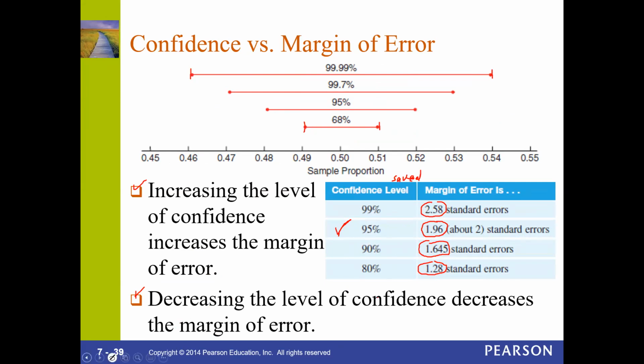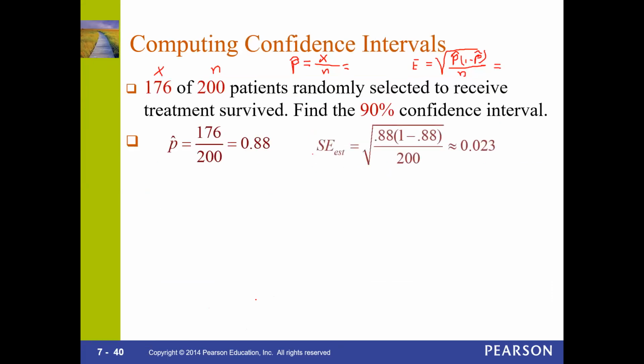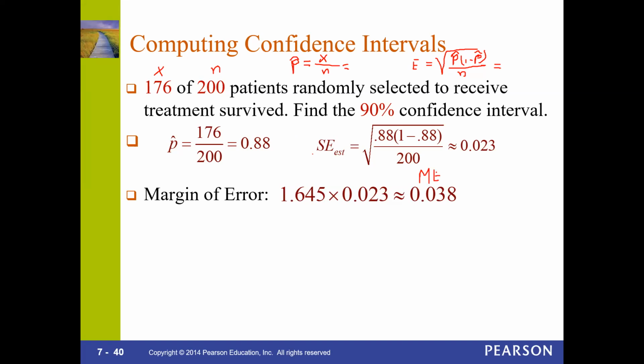So let's go together and get the margin of error. It's going to be 1.645. So here, as you can see, this will give you the margin of error. I'll put ME, this is the margin of error. This is the standard error, that's the SE. And this is the Z of 90%.